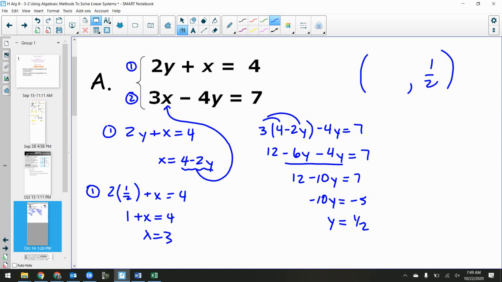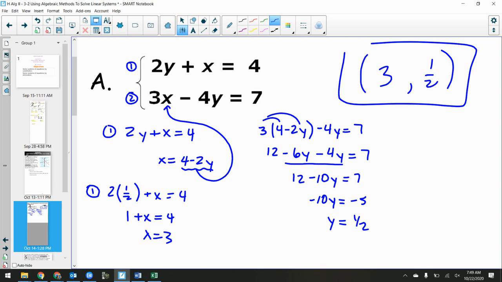Remember, please don't give me x equals 3 and y equals 1/2. Those are lines, right? We learned last chapter that x equals is a vertical line, y equals is a horizontal line. So don't give me x equals, y equals. Give me a coordinate, 3, 1/2. Again, the location of the intersection point. That's what we're looking for there.